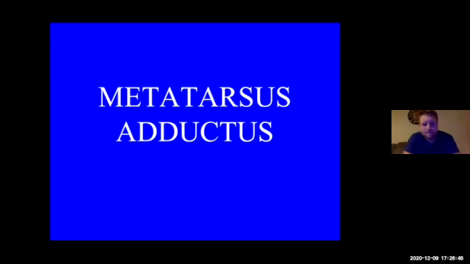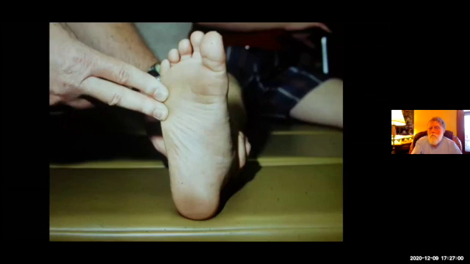I'm not sure. Well, we looked at these slides before with an adducted forefoot. How is that foot going to fit into a shoe? Needs to be pronated.